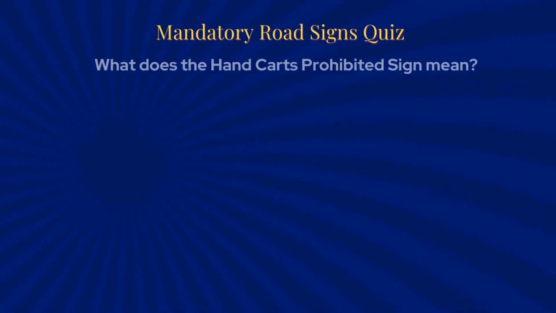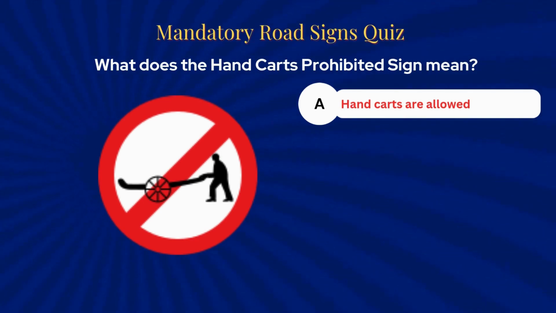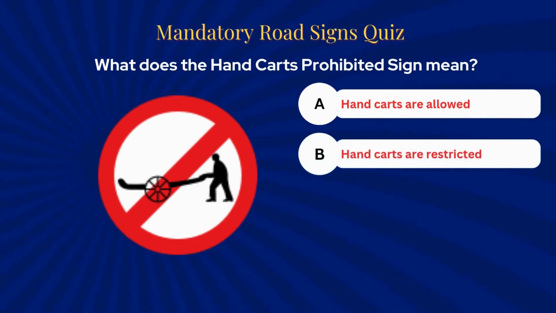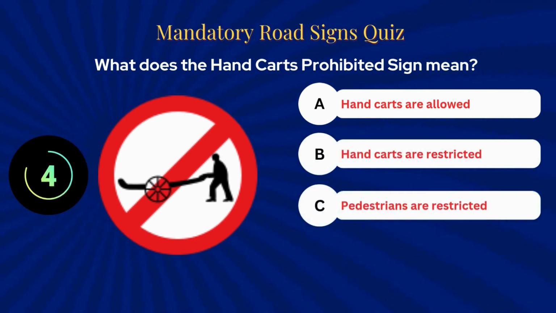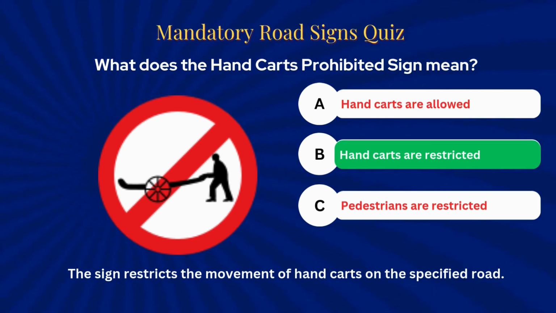What does the hand carts prohibited sign mean? Options are hand carts are allowed, hand carts are restricted, and pedestrians are restricted. Answer is hand carts are restricted. The sign restricts the movement of hand carts on the specified road.